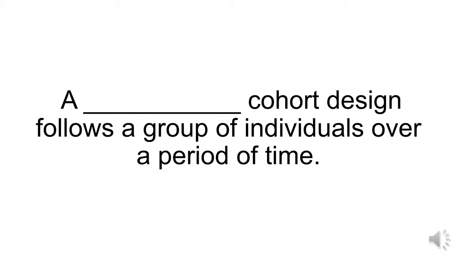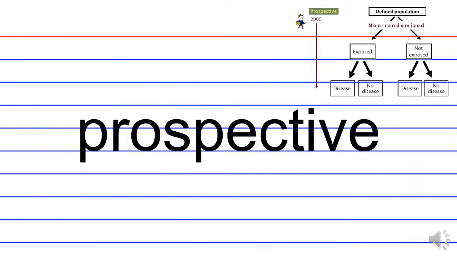A blank cohort design follows a group of individuals over time. So what type of cohort design does this? That would be a prospective cohort design where you start at the present time. Again, I know it's 2015, but let's say it was the year 2000. So we would go forward, continuing into the future.